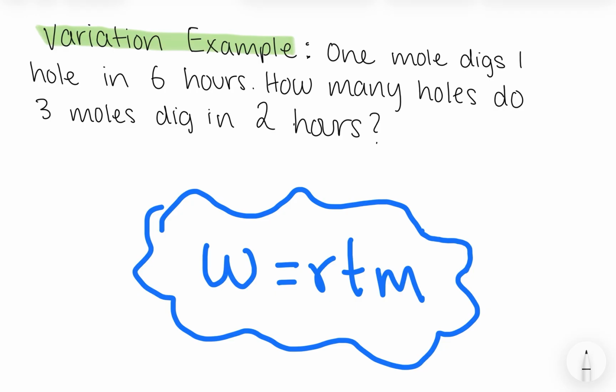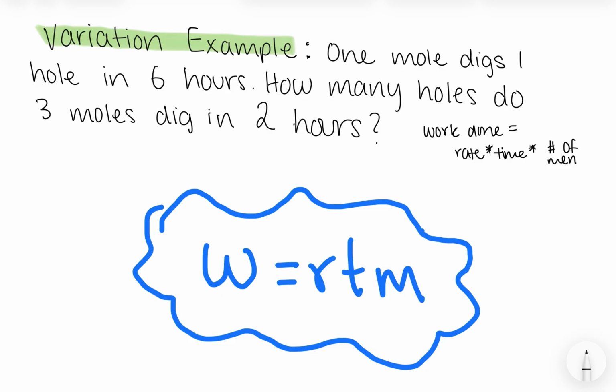For this, we use an equation known as W equals RTN, and that stands for work done equals rate times time times number of men. Now let's use this equation to solve this problem.